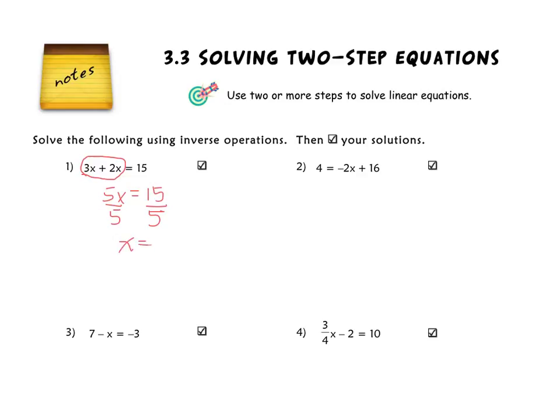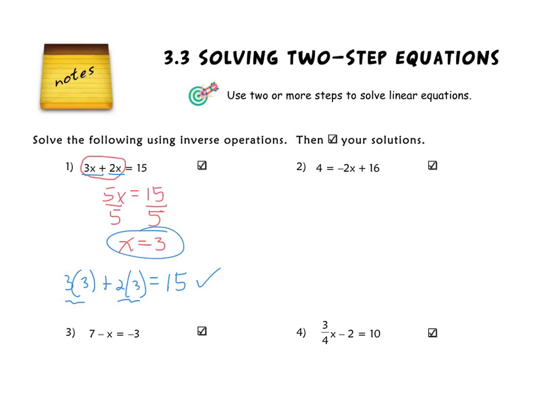is equal to 3. Okay, and if we check that, 3 times 3 plus 2 times 3, plugging the x value of 3 in for both x's on the left side of the equal sign, is equal to 15. Let's see. Well, 3 times 3 is 9, 2 times 3 is 6, 9 plus 6 equals 15. So check, it works.